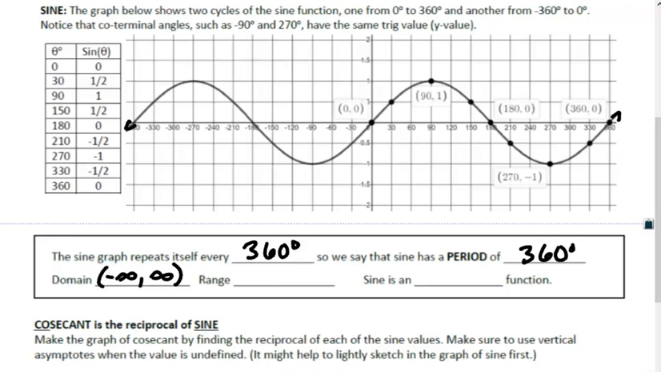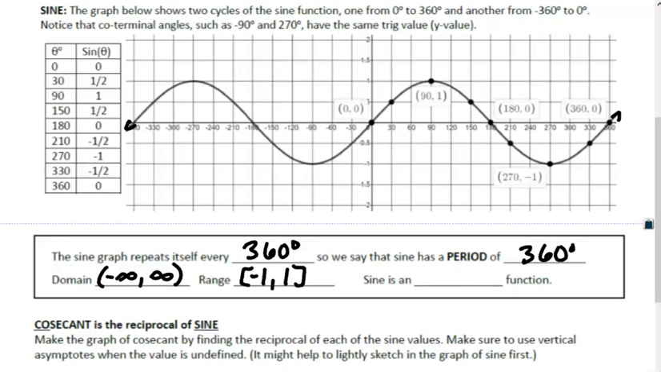I could put an angle of 1,000 in. That just means I keep going around the circle, and the trig values just repeat themselves over and over again every 360 degrees. The range, however, is very limited. It just goes from -1 to +1, with both of those values included.